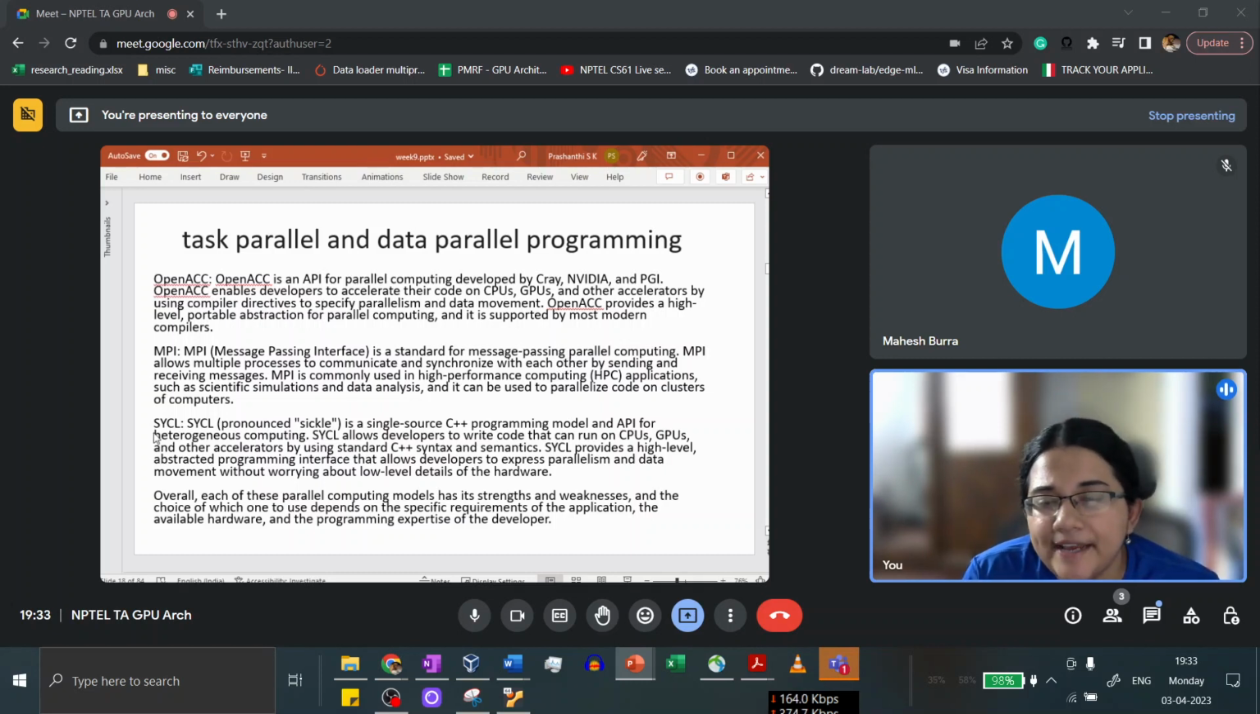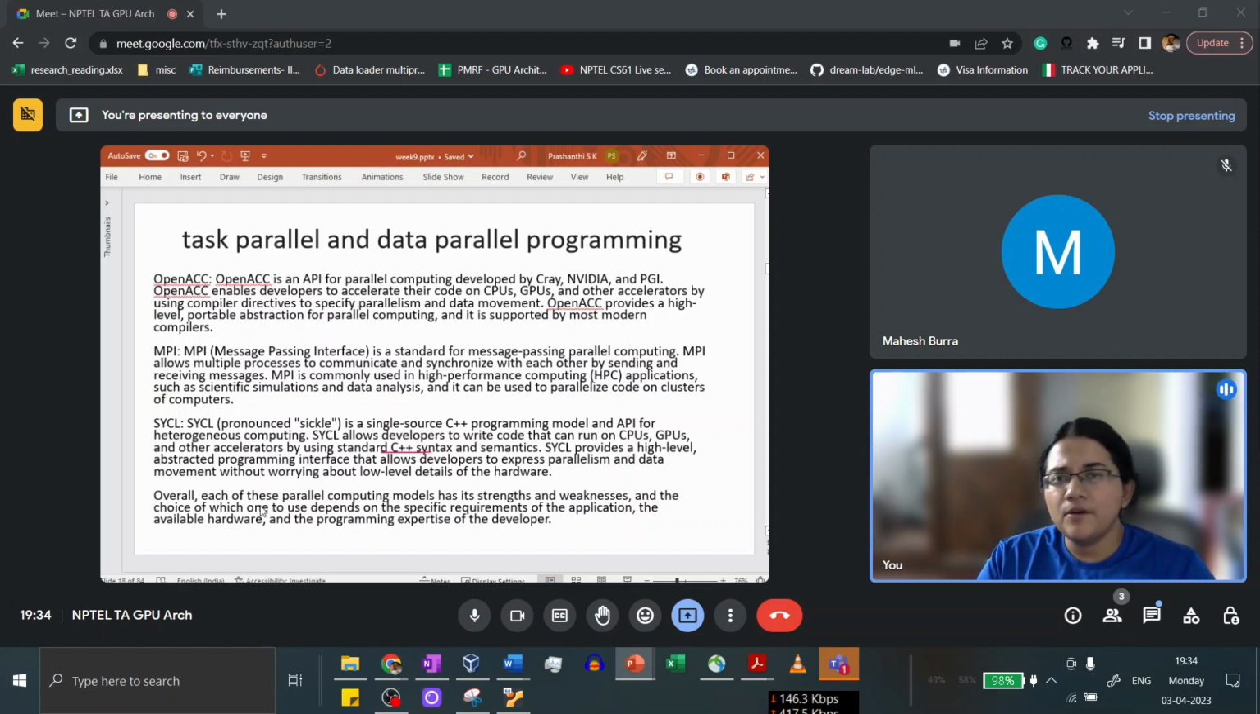Finally, we have SYCL. SYCL is pronounced "sickle". It's a single source C++ programming model for heterogeneous computing. So it's kind of a very recent one, and it's similar to OpenCL in that you can write code that runs on CPUs, GPUs and other accelerators. Only difference is here we use C++ syntax and semantics. So again, you get a very high level abstracted programming interface where developers can think of parallelism and data movement as a high level idea without worrying about low level details of the hardware.